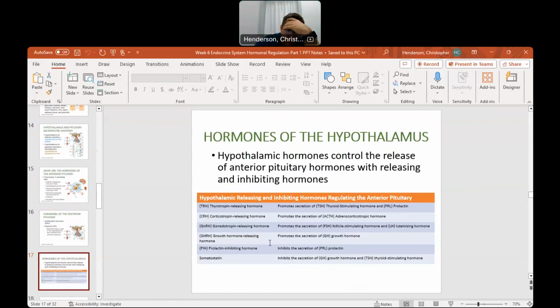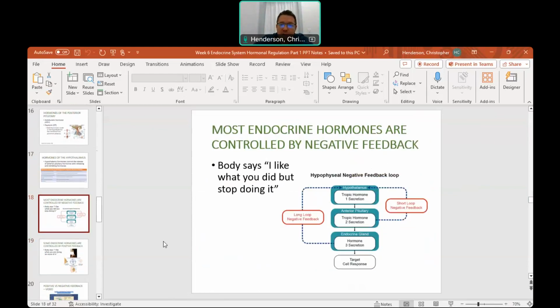Growth hormone releasing hormone is going to tell the pituitary gland to release growth hormone. What's growth hormone going to do? It's going to tell the liver and the muscles to release IGF-1. IGF-1 then causes growth of tissue. That's how you get bigger. So make sure you know those. And then make sure you understand the negative feedback loop of how this works. The hormone body says, I like what you did, but stop doing it.